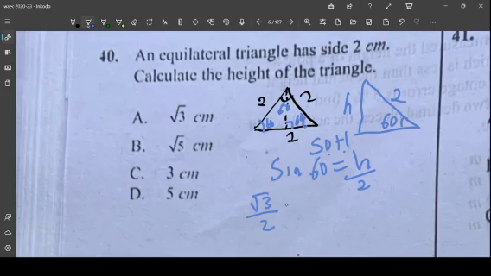So root 3 over 2 is equal to H. Since the denominators are the same, I can cancel out the denominators. It means that H is equal to root 3. Option A is your answer.